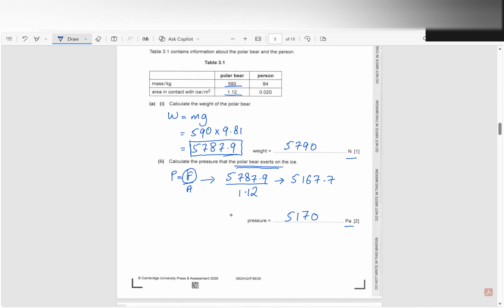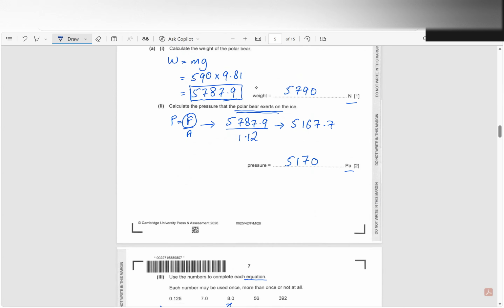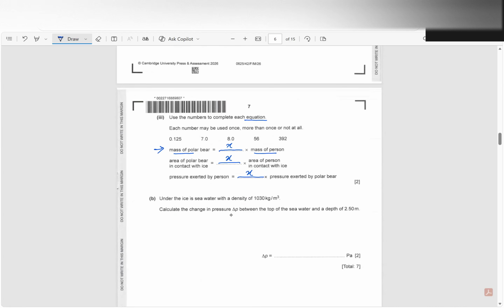So mass of the polar bear and mass of the person is already something we are aware of. So we're going to say what? Mass of polar bear 590, mass of person 84. Work it as an equation: mass of bear is equal to x times mass of person. This is something you do not know, so make it the subject. X is equal to mass of bear divided by mass of person. Mass of bear 590 divided by mass of person 84. What is the answer? The answer is going to be about 7. So this is something we're going to write.